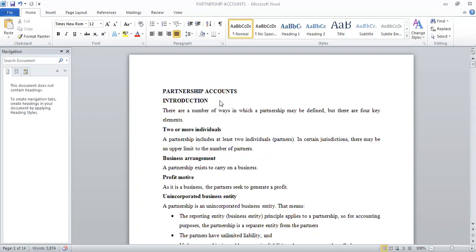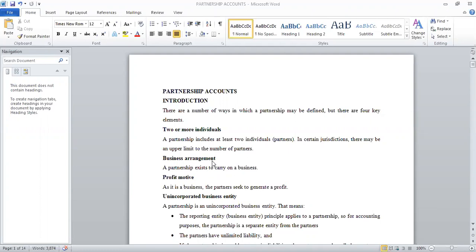For partnerships, it is a form of business whereby the minimum number of members is 2 and the maximum is 20. So it is a business that is owned by more than one person, and a maximum of 20. In that case, the definition of a partnership is that, 1, it has 2 or more individuals. Number 2, it is a business arrangement.